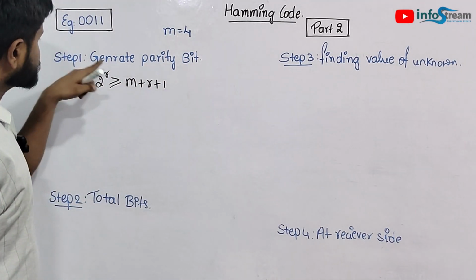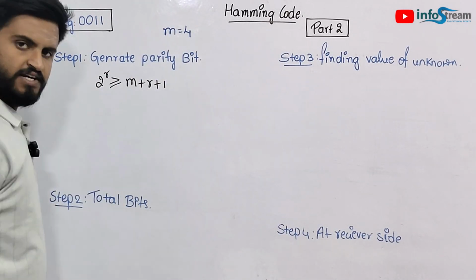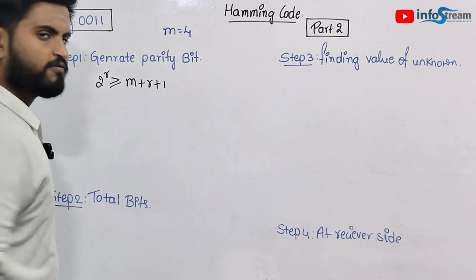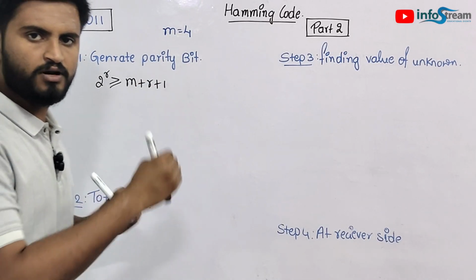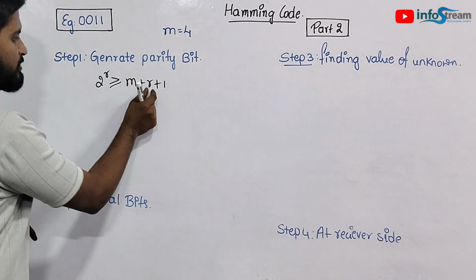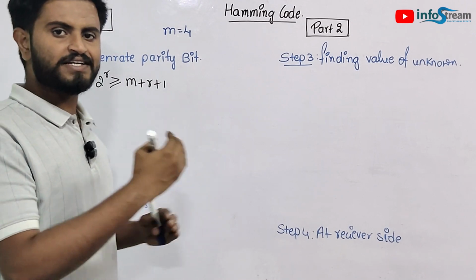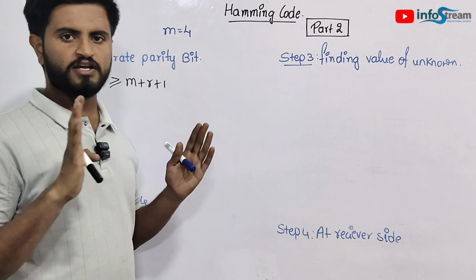Now if we want to generate the parity bit, we need the value of m, which we got here, but we don't know the value of r. This is the formula used to find how many parity bits there are in the problem. Since we don't know the value of r, we must do the trial and error method. The r value must be greater than or equal to 1.